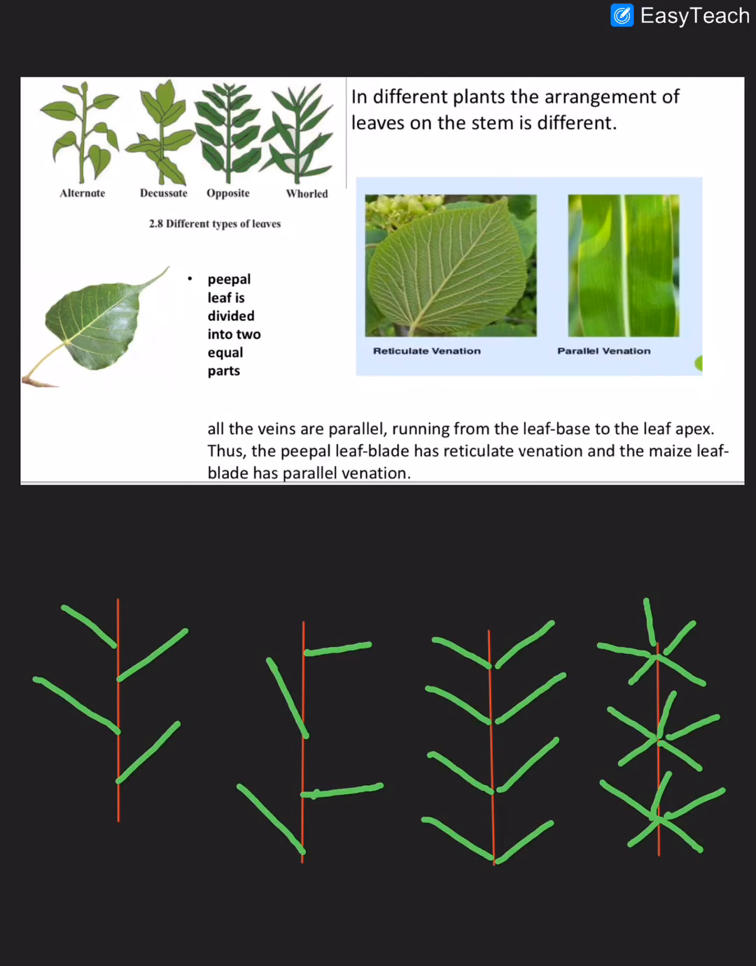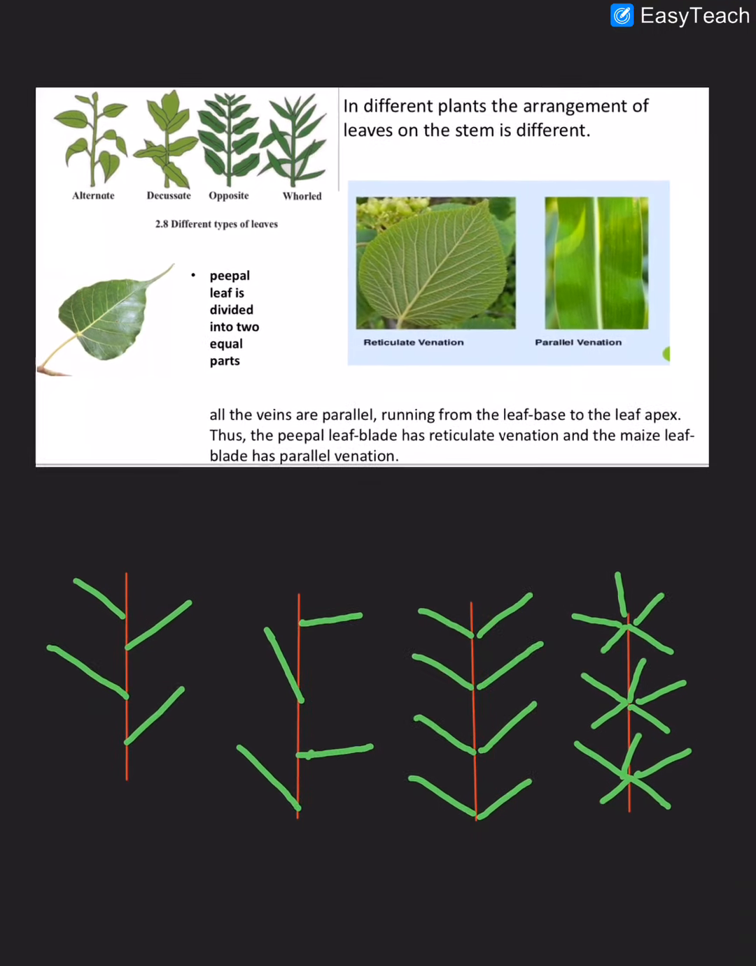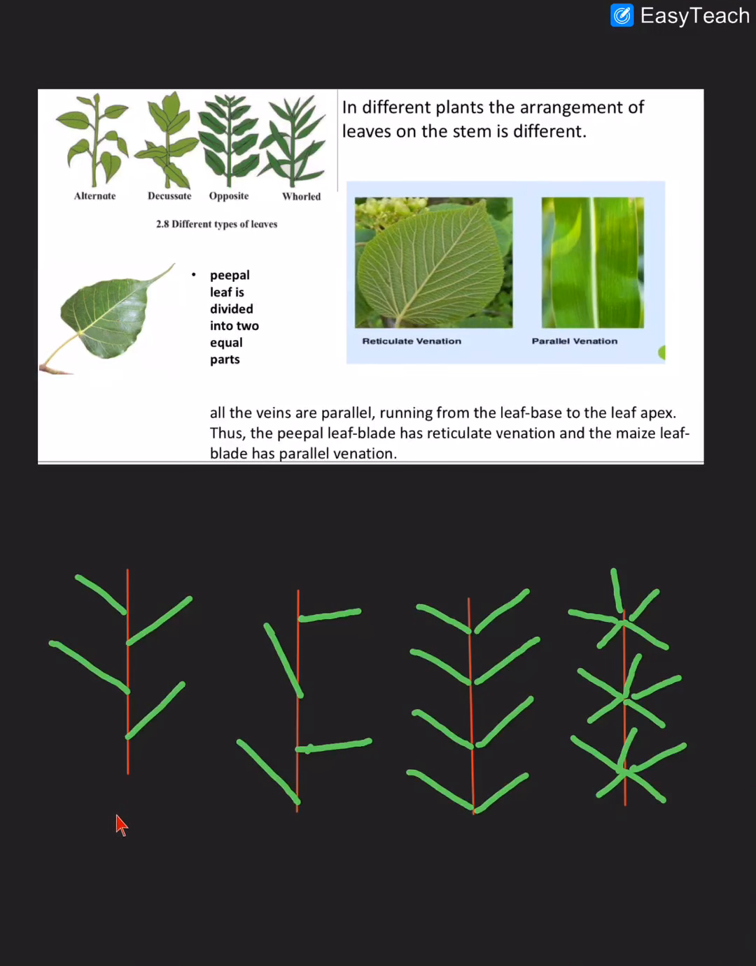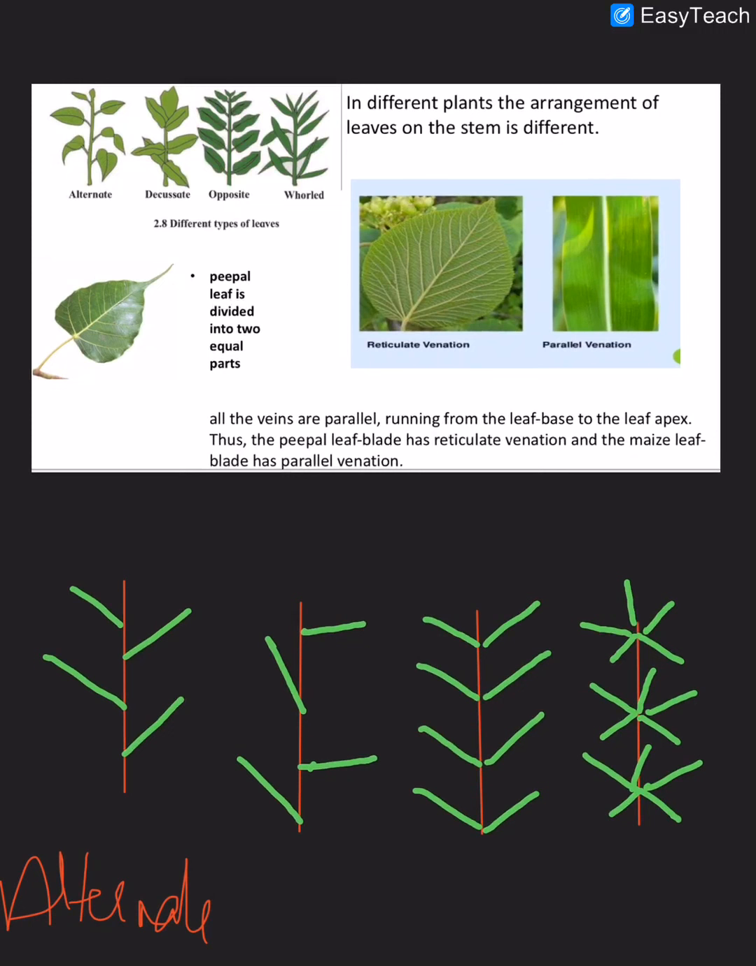Now let us discuss the arrangement of leaves on a stem. There are four main types of arrangement of leaves on a stem. The first one is alternate. You can see this one is the alternate type, where the leaves grow one after another. The second one is decussate. Decussate means the leaves grow forming a 90-degree angle. In the opposite type, leaves grow in opposite directions, and in the whorled type, many leaves grow from a single node. So these are the different arrangements of leaves on a stem.